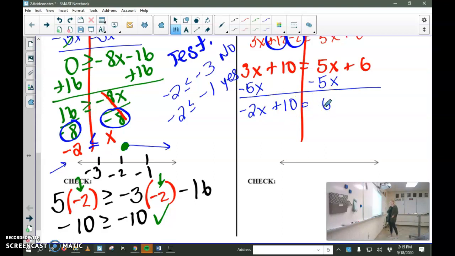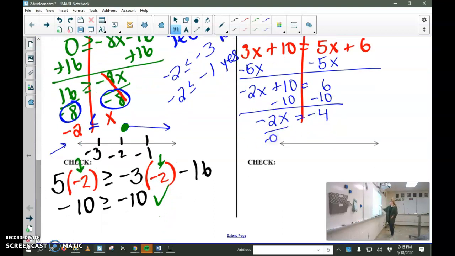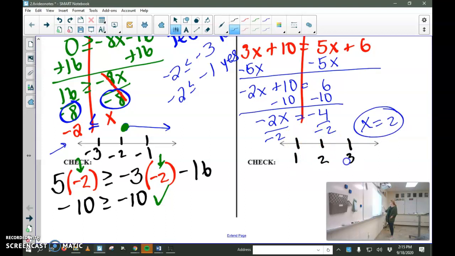And now I'm down to those typical steps, right? Subtract 10, subtract 10. I get -2x equals -4. Divide both sides by -2. X equals 2. So 1, 2, 3. Because this is an equation and not an inequality, we just put a closed dot on my solution on the number line.